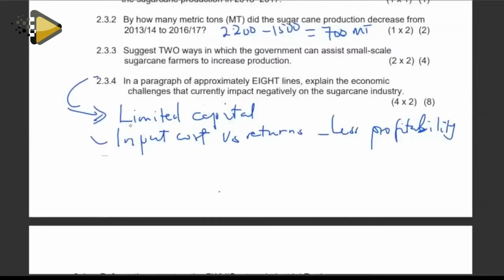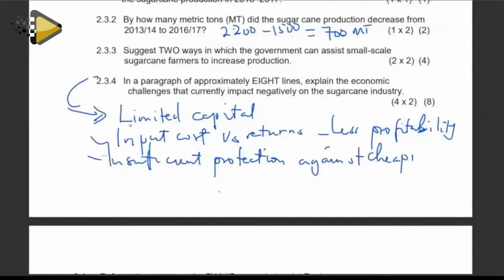Then you can also look at insufficient protection against cheap imports. If the government is not implementing strict measures on the control of imports of sugar into the market, then automatically it's doing an injustice to the sugarcane farmers. They need to be protected enough. Sometimes their prices cannot compete with cheaper imports. So we need to do away with those cheaper imports and ensure that our local market sustains.